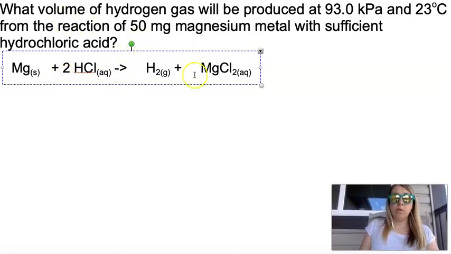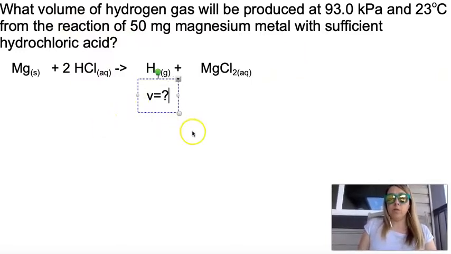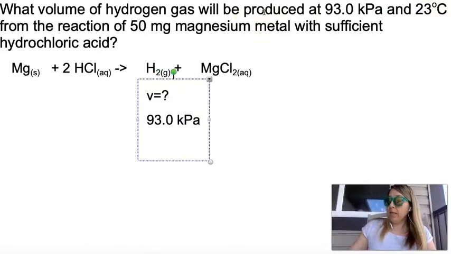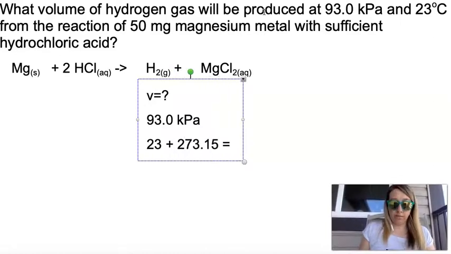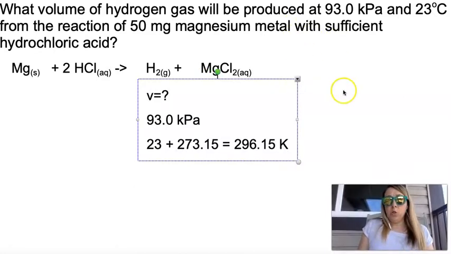Okay, so we are looking for the volume of hydrogen gas. So this is what we are looking for. So we are given a pressure and we're given a temperature. Those all get associated with the gas. So 93.0 kilopascals. Okay, we then need to convert that temperature over, right? And we just said on the last page that you would do that 23 plus 273.15. So from that, we get 296.15 Kelvin.